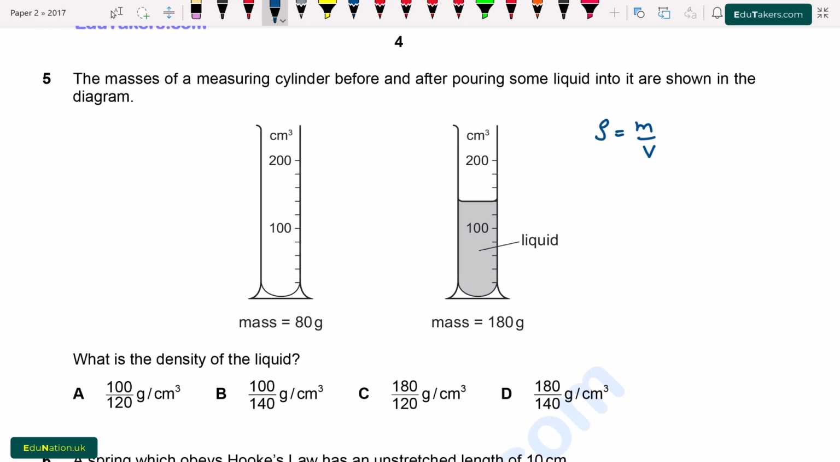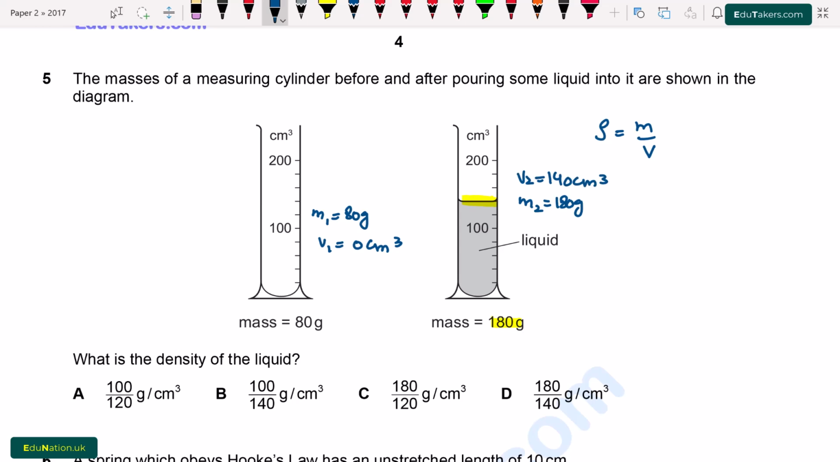Here first measuring cylinder is before pouring some liquid. So the initial mass and initial volume I write here. M1 is equal to 80 gram and V1 is equal to 0 cubic centimeter. After pouring some liquid, mass is 180 gram. So I write here M2 is equal to 180 gram, which is given here, while the volume is at this level. So this is basically 140 cubic centimeter. So V2 will be equal to 140 cubic centimeter.